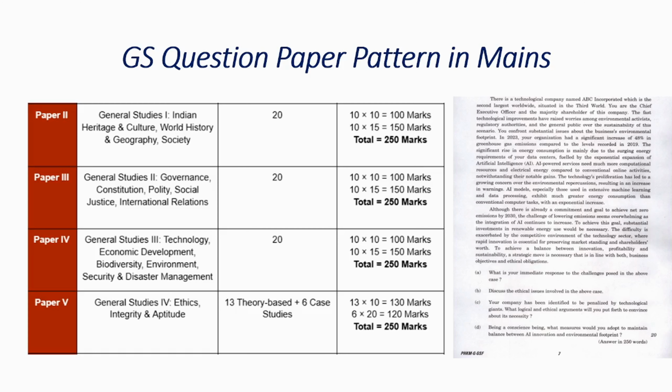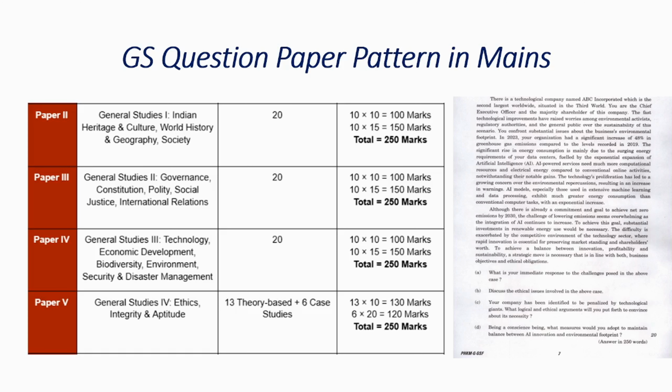So this is the larger view of the pattern of UPSC Mains general studies papers, the 4 general studies papers. Now let us see each and every paper's syllabus in detail. Now I am going into the general studies paper 1 syllabus in detail. After this we will go to the general studies paper 2 syllabus in detail, then general studies paper 3 syllabus in detail.